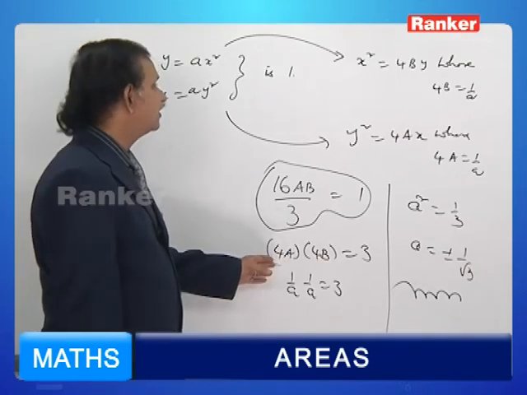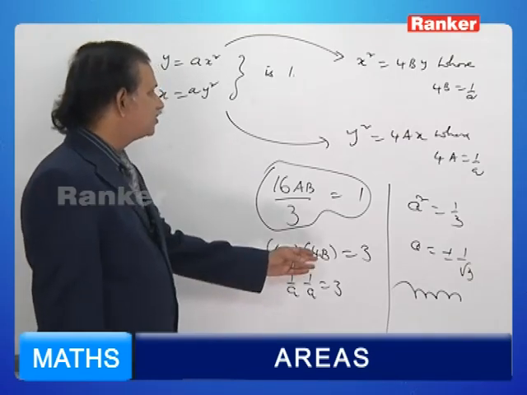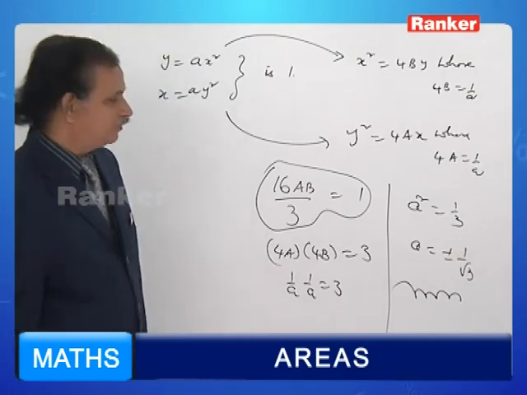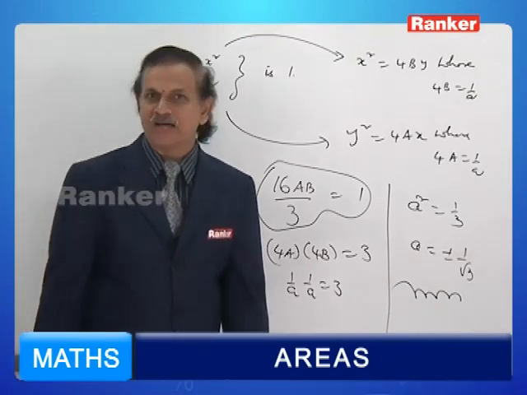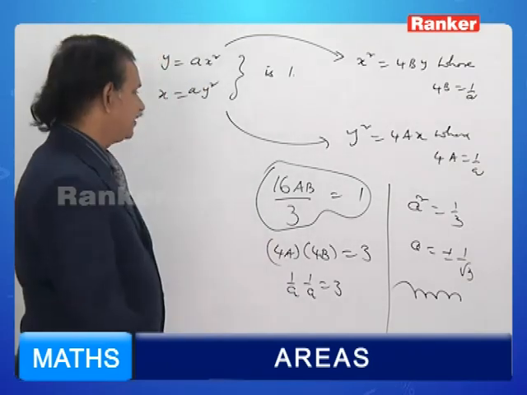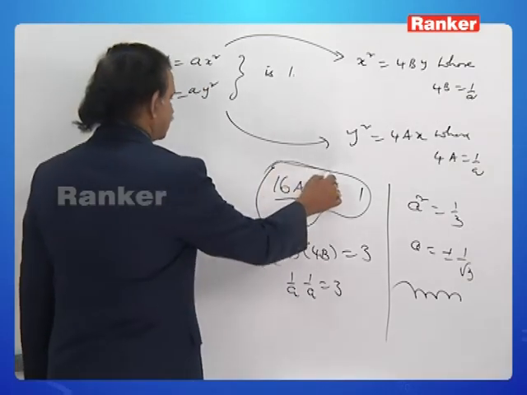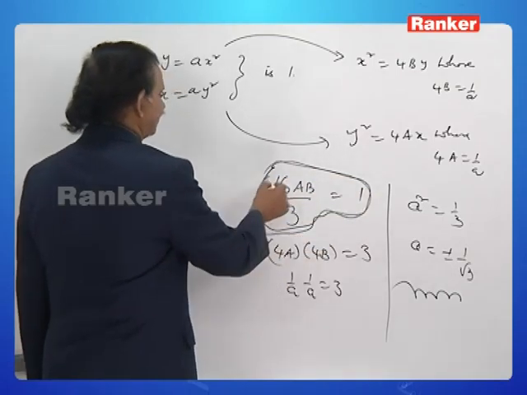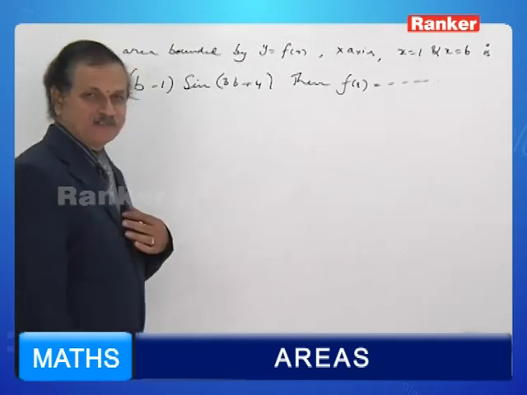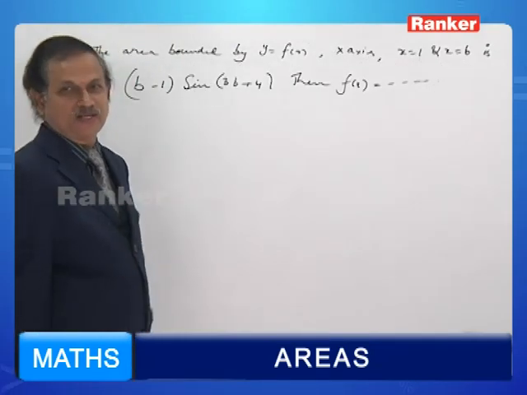But 4a is nothing but 1 by a. 4b is also 1 by a. Hence 1 by a into 1 by a is 3. That is a square is 1 by 3, or a is equal to plus or minus 1 by root 3, which is the right answer. So it is quite beneficial, of course, to know the standard results as formulas. Please mind this. A beautiful question is before you.